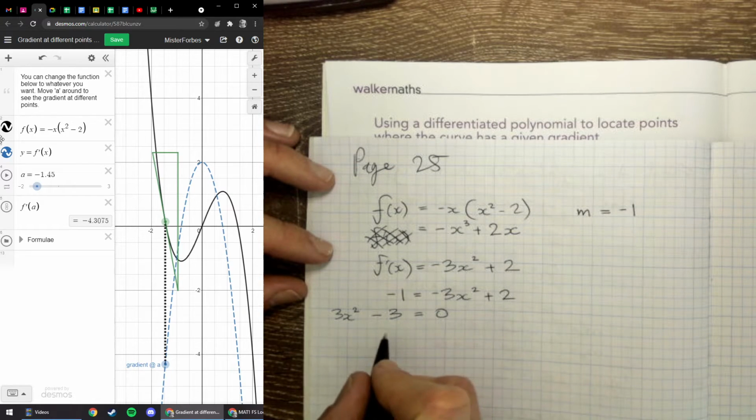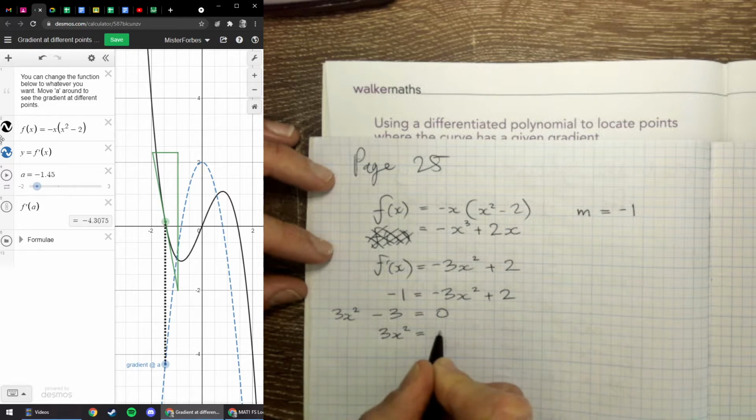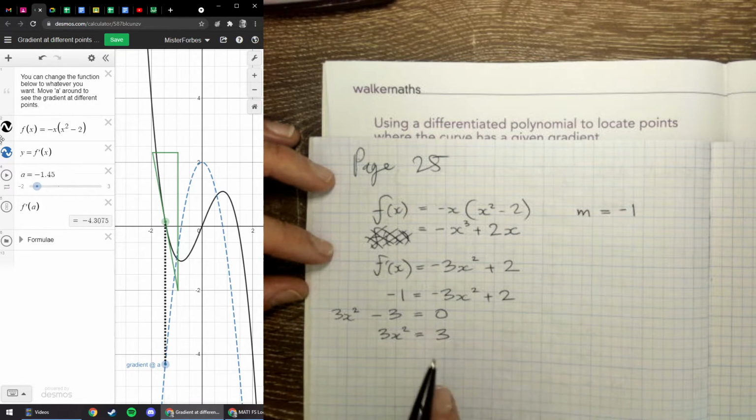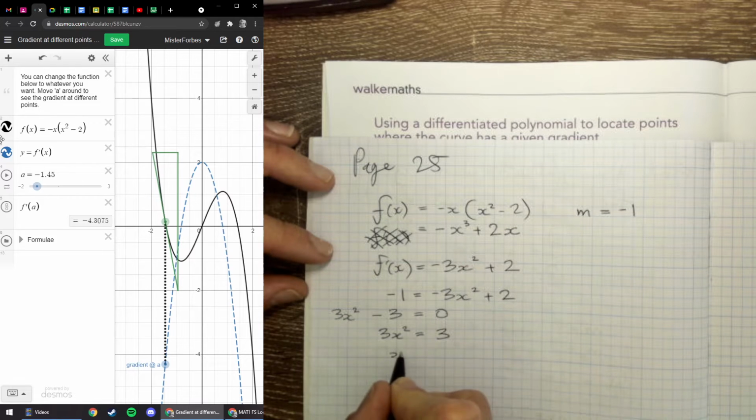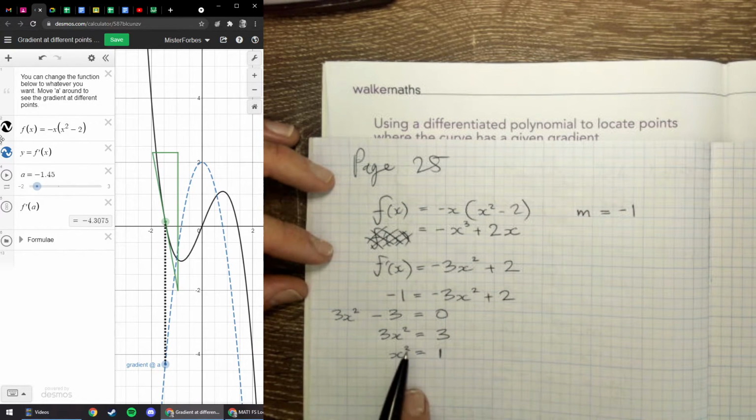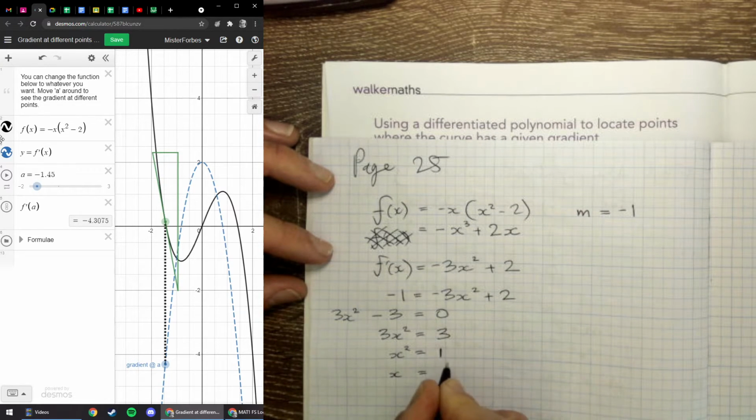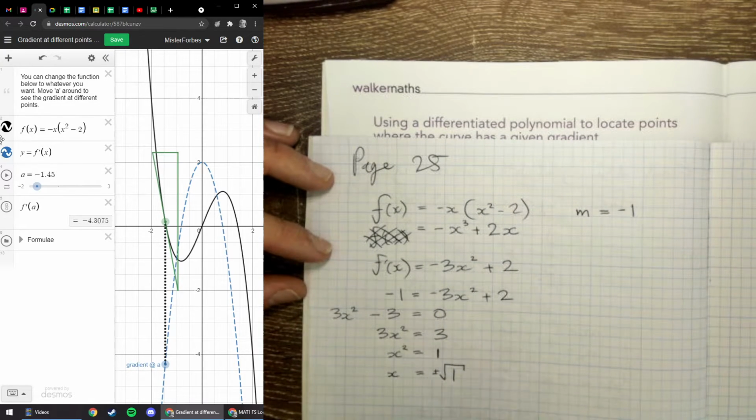Actually, this is way easier to solve. I'm just going to go 3x squared, add 3. Sorry, guys, I added a step there. But I noticed now that I could divide both sides by 3. x squared equals 1. And then how do we get rid of a square? We just take the square root, but whenever we do a square root we have to put plus or minus. So x is positive and negative square root of 1.